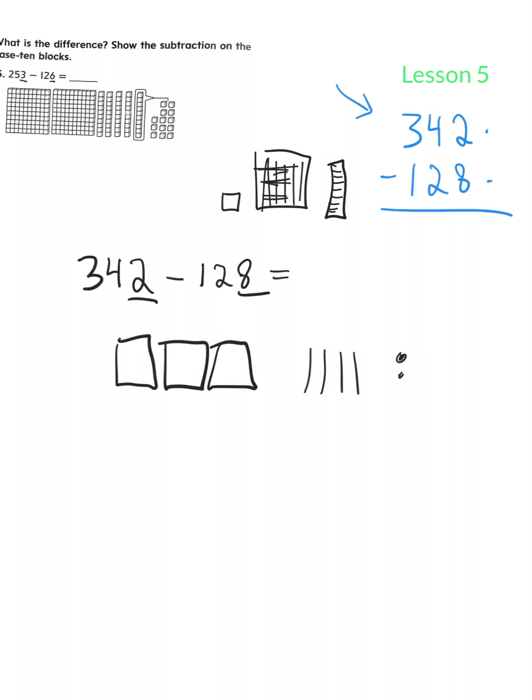So what we used to call borrowing, we would cross out the 4 and write a 3, because now we have 3 tens. We add those 10 ones over to the ones column to give us 12 ones now. We're doing exactly that with the base 10 pieces now.